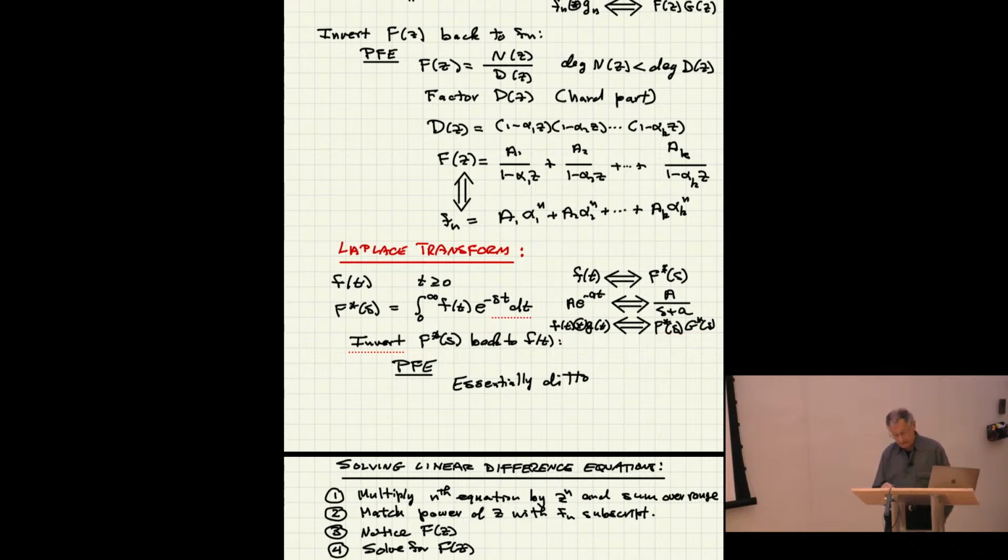And to invert f of s back to f of t, use partial fraction expansions again. Same procedure. Slightly different terms here. You get an S instead of a Z, and you go ahead, and it's in the book.